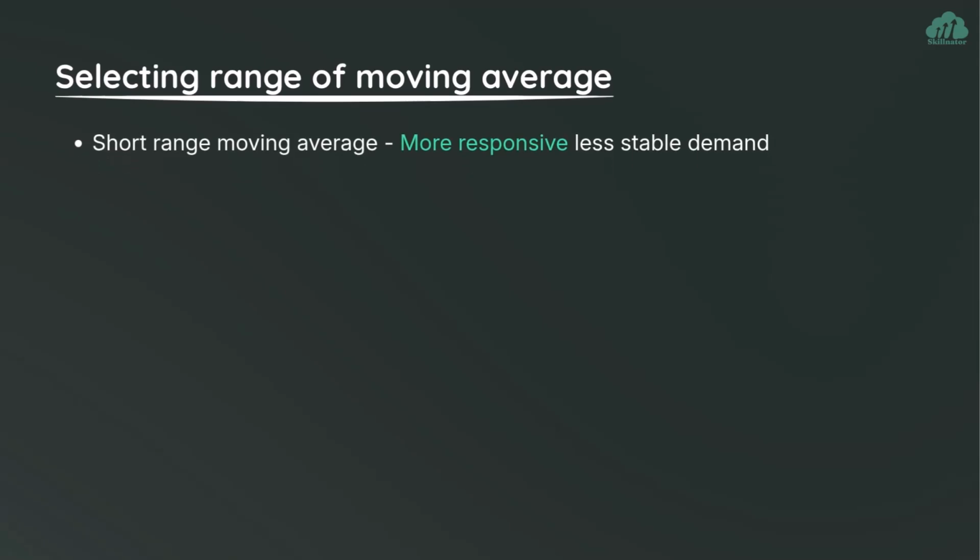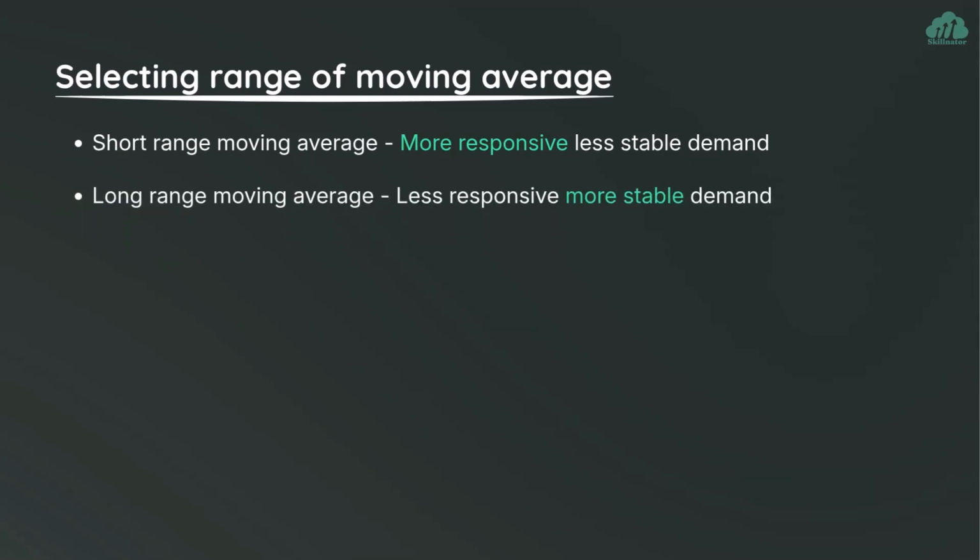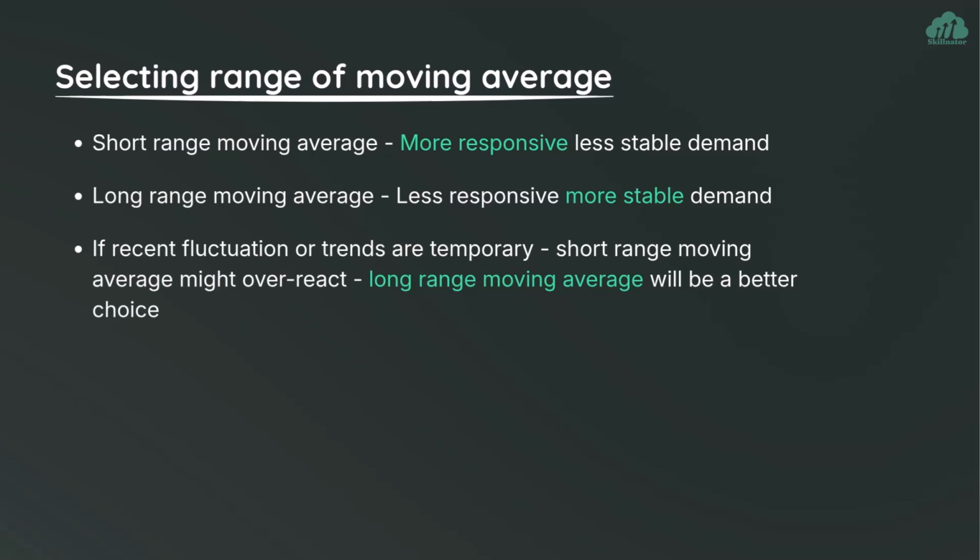A shorter moving average reacts quickly to demand changes, and it's more responsive. A longer moving average smooths out sudden changes and is more stable. The range of average needs to be selected carefully because there are pros and cons on both sides. If recent spike in demand is temporary or driven by a one-off event, then using a short-range moving average might overreact to these demand spikes and might result in an overforecasted demand.